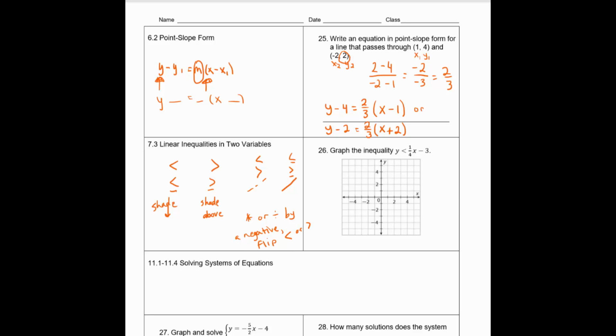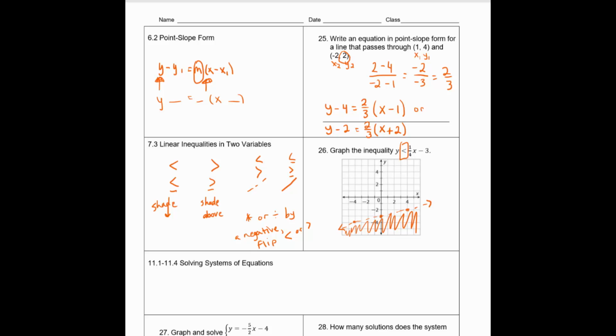Okay. So this is solved already for us. Y is less than 1/4 x minus 3. So I just need to put the -3 right here and then go up 1 and right 4. And I like to go both directions personally to make my line look nicer. This is a dashed line because if I look at my inequality, it is not equal to for my inequality. And then since it is less than, I want to shade below. So that's down here. And that's my answer.